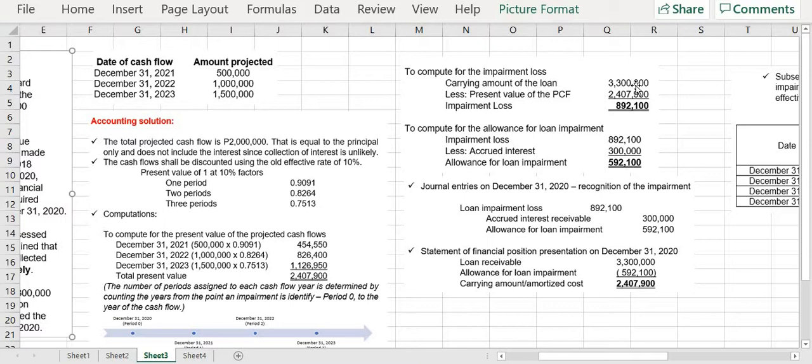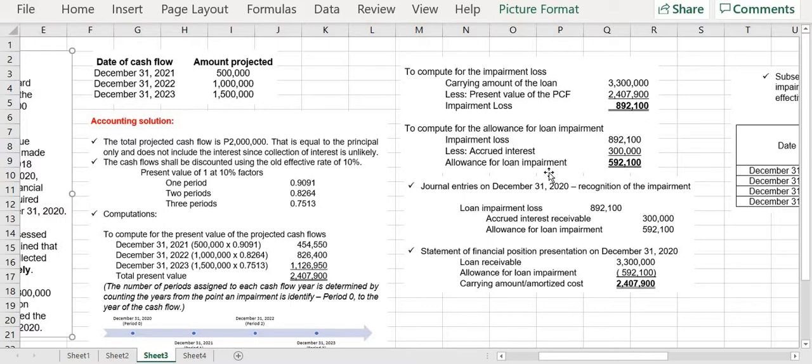Saan kinuha sa 3,300,000? The balance of the principal of the loan, which is 3 million, plus the accrued interest na 300,000 during 2020 na hindi nabayaran ni bank card company. Kaya 3.3 million. Less the present value of future cash flows na ito, 2,407,900. Ayan. Kaya the impairment loss is now 892,100. Expenses mo yan. Expenses ni bangko yan.